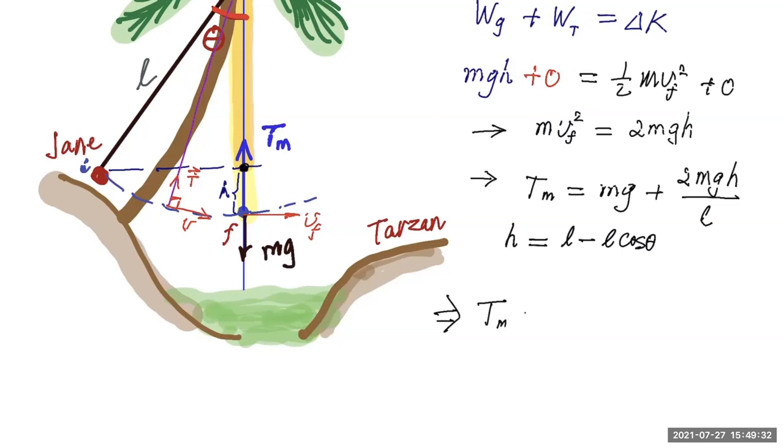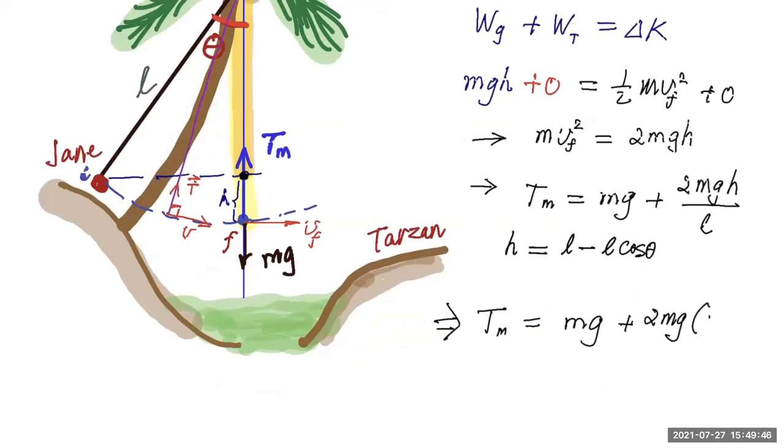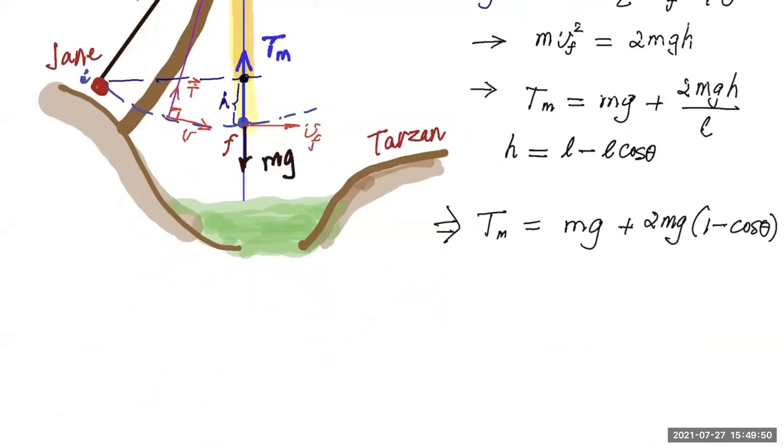The maximum tension the line needs to provide is mg plus 2mg, and then h over L. So that's 1 minus cosine theta. Now we clean things up a little bit, and we come up with the final answer. So T maximum equals 2. You can take that mg out. Okay, so that's 3 minus 2 cosine theta. That is our final answer.